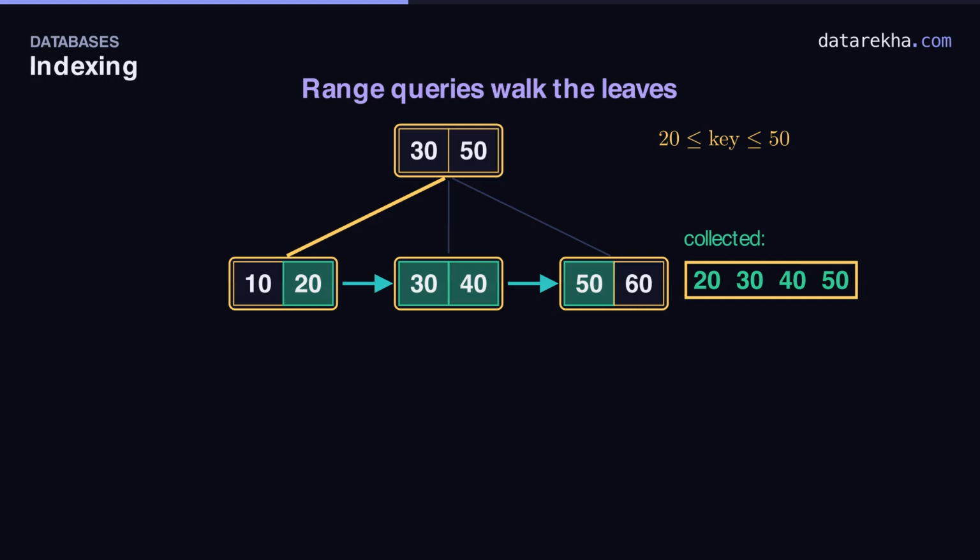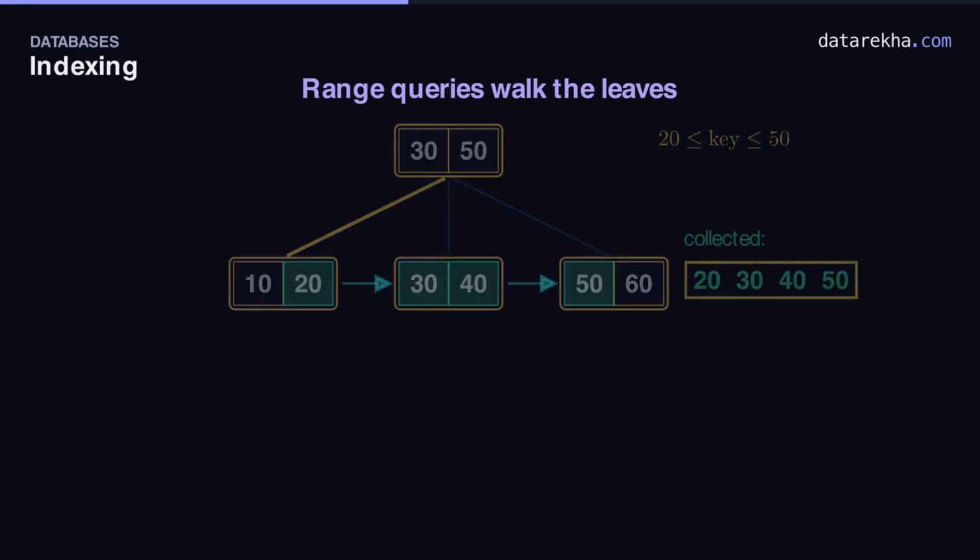And there is the answer. 20, 30, 40, 50. We touched exactly the leaves we needed, then slid sideways along the linked list, never climbing back up. That is why a B plus tree handles ranges and order by and between so beautifully.